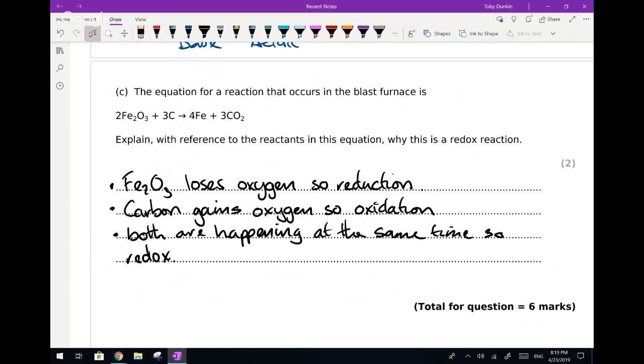So this is now switched from doing electrons with OIL RIG to oxygen. So that one has lost oxygen whereas that one has gained them. So Fe2O3 loses oxygen, so reduction, and carbon gains, so oxidation. Both are happening at the same time, so redox.